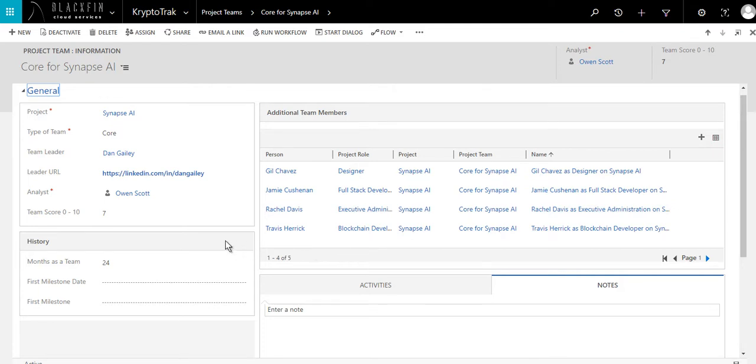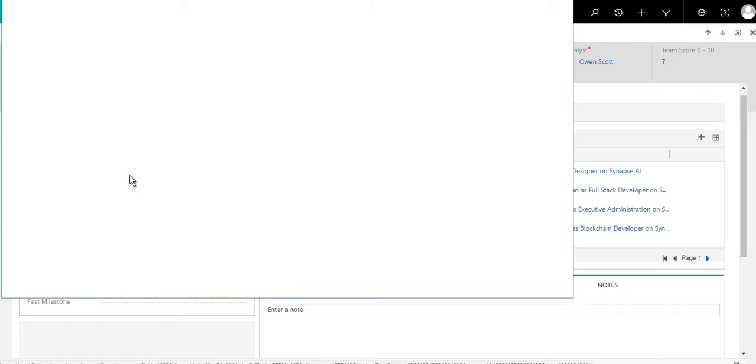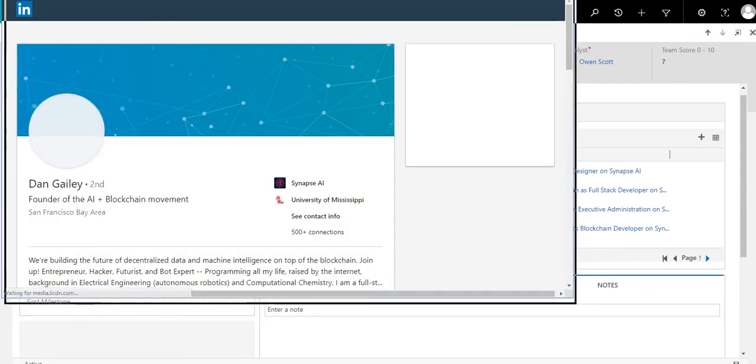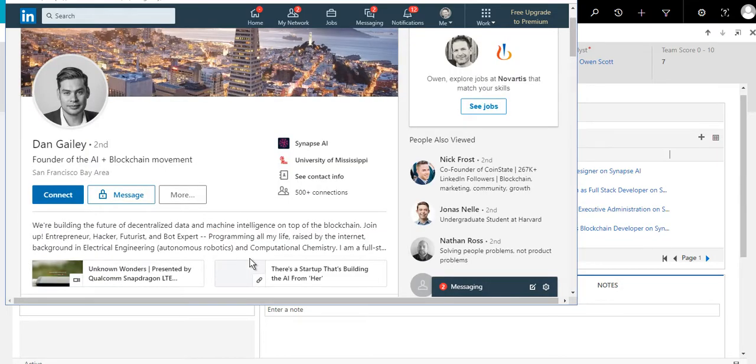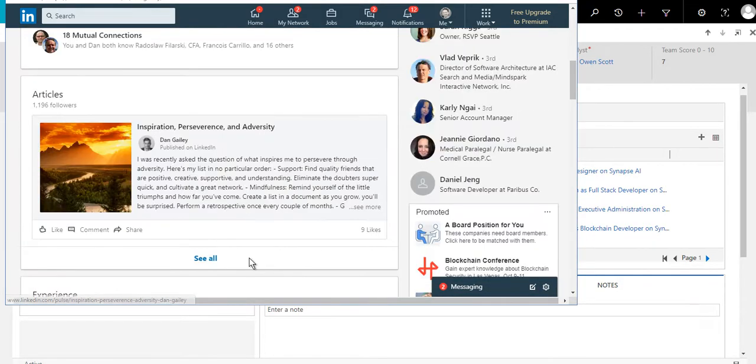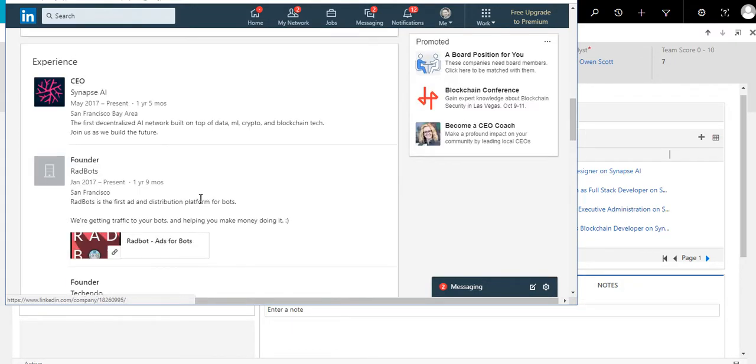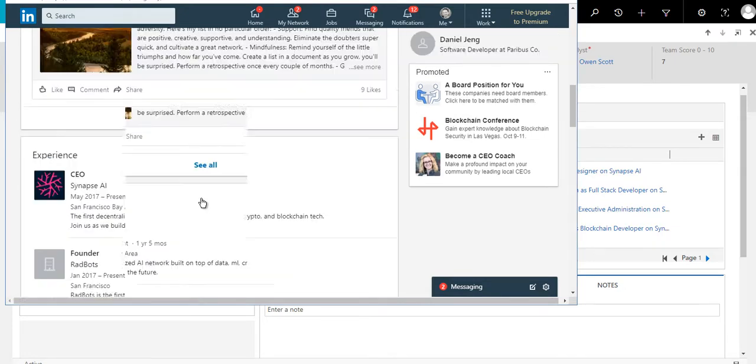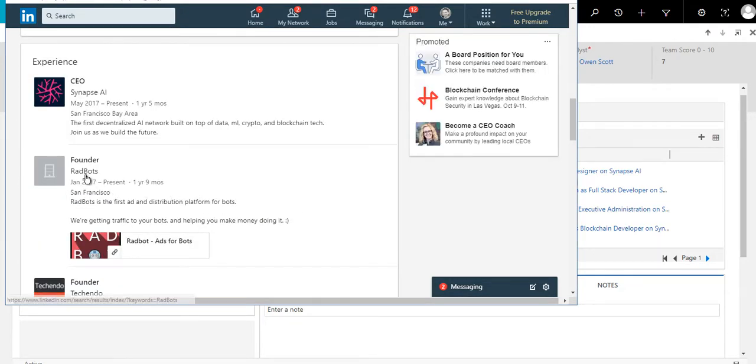So basically what we've got here, we've got Dan Gailey. If you take a look at Dan Gailey, he's definitely an interesting individual, and he has a pretty strong background. You can go right to LinkedIn and check his profile, and you can see some of his background and articles. When you look at his articles and read his point of view, and you see the people that he's connected to, the very fact that back in January of 2017, this is almost 2 years ago, he started a company called Radbots, which is basically a distribution of bots.